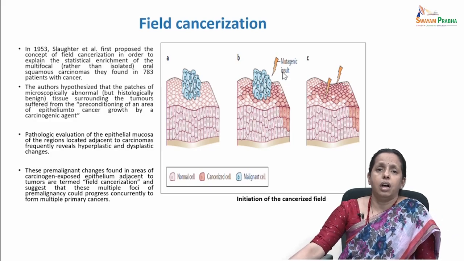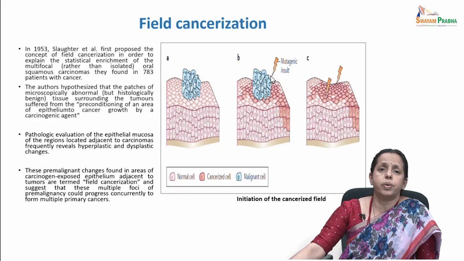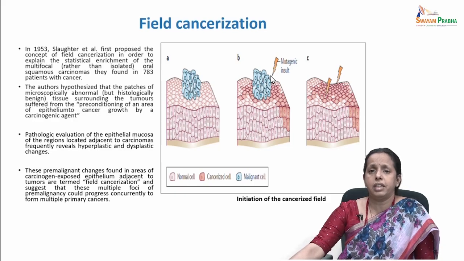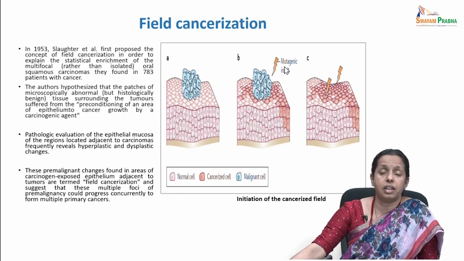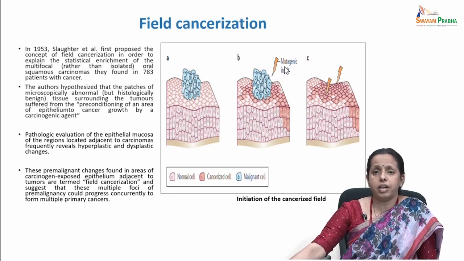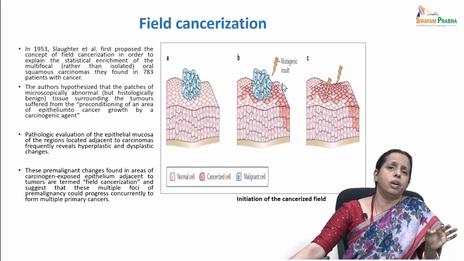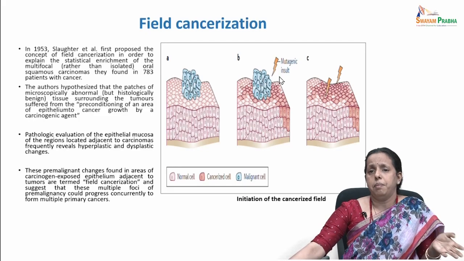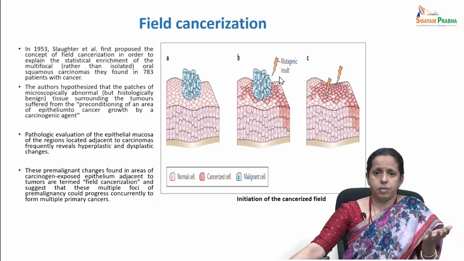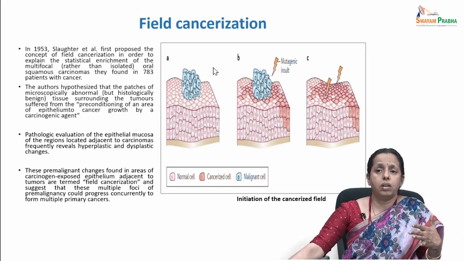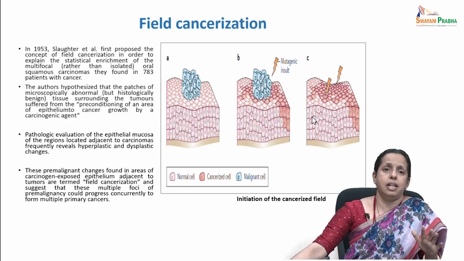Such insult may result from DNA damage or ultraviolet radiation damage. How will this insult occur? We have seen, right? For example, your cigarette smoke. So these initiated cells could be small in number, but they will clonally expand to create a contiguous patch of your cancer-prone cells like this.